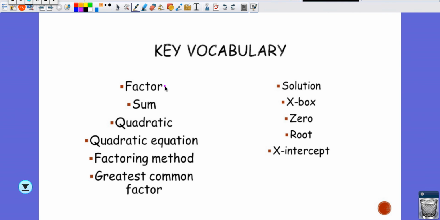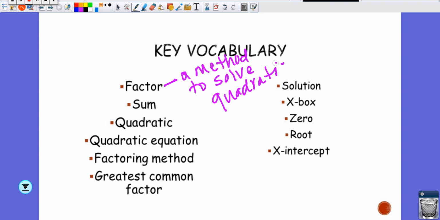So let's go over some key vocab. And guys, make sure you do the vocab words. Factoring is a method to solve quadratics. If you're going to factor the quadratic, you have to always set it equal to 0. And we'll go over that. Sum means the result of adding.